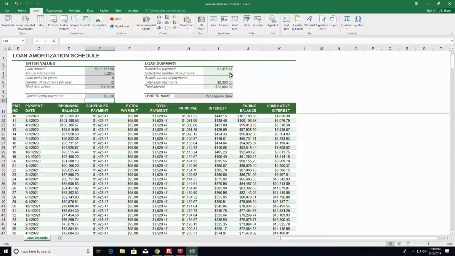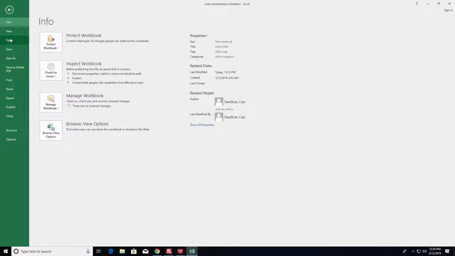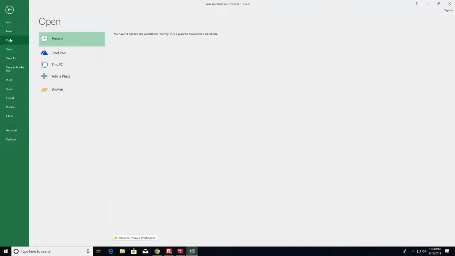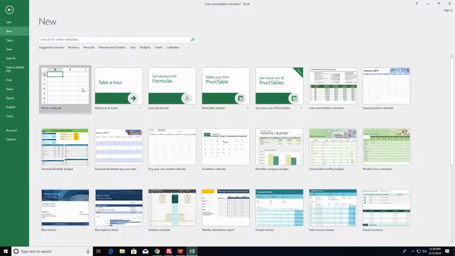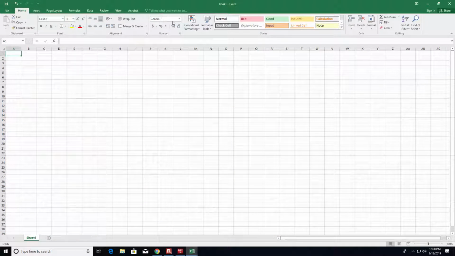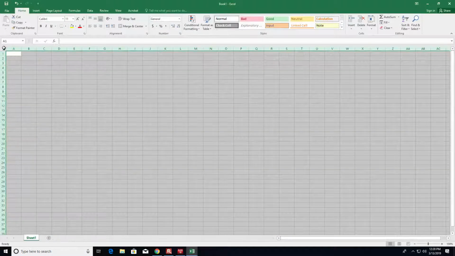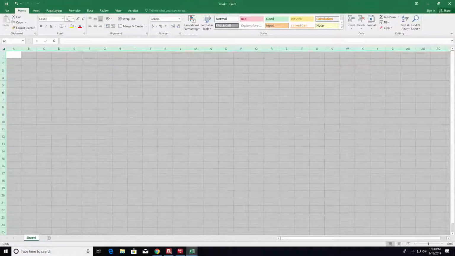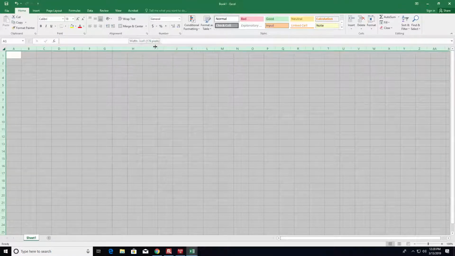Okay, let's go just to a regular Excel spreadsheet. How do I get out of this and go there? Just a file open. Or, I'm sorry, file new. And I just want a regular old workbook. Nothing fancy, just a regular old workbook.